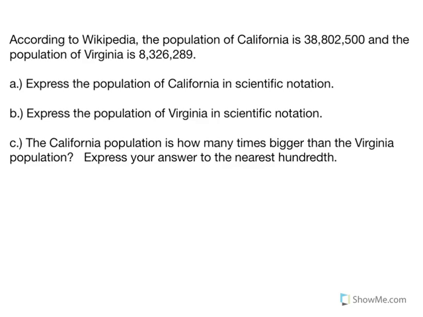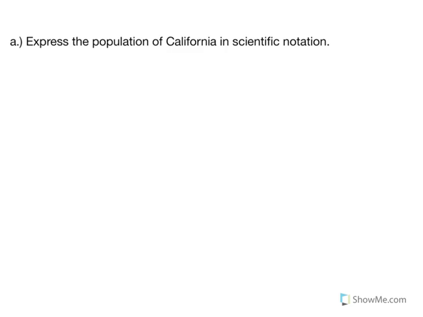We are going to do 3 parts to this problem. Part A, express the population of California in scientific notation. Part B, express the population of Virginia in scientific notation. And Part C, the California population is how many times bigger than the Virginia population? Express your answer to the nearest hundredth. So we'll be doing a calculation in Part C. Part A, express the population of California in scientific notation.